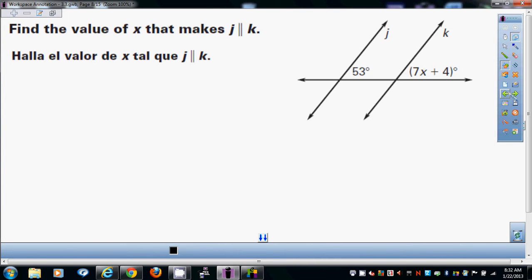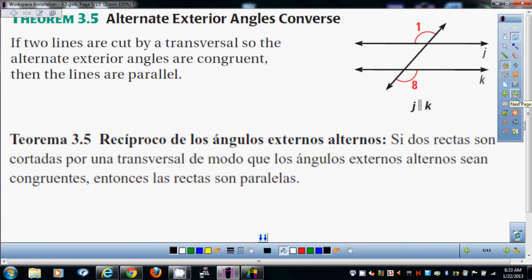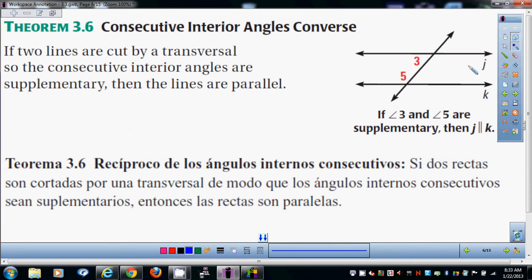Alright. And the next one, we only have two more. The consecutive interior angles converse. If the angles are consecutive and supplementary, not congruent, then the lines are parallel.